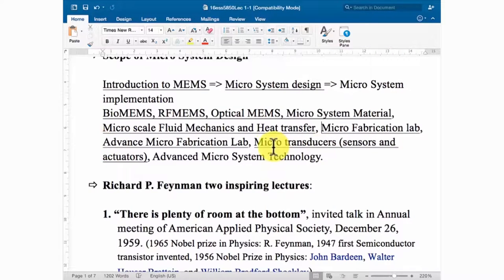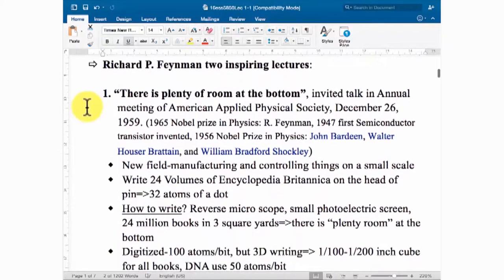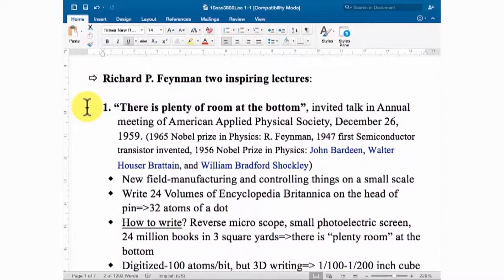Okay, and also microtransducers, just as I mentioned, talking about different kinds of sensors and actuators. So after understanding the courses you can take, we go to the very interesting background of these fields, microsystems or even nanotechnology. These two fields originally come from two important lectures, both given by Professor Richard Feynman, who was a professor at Caltech. And Professor Richard Feynman was also the Nobel laureate in 1965.